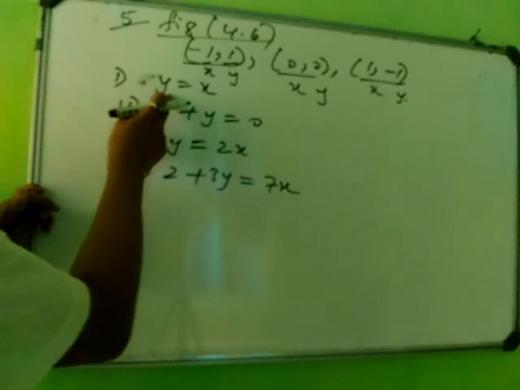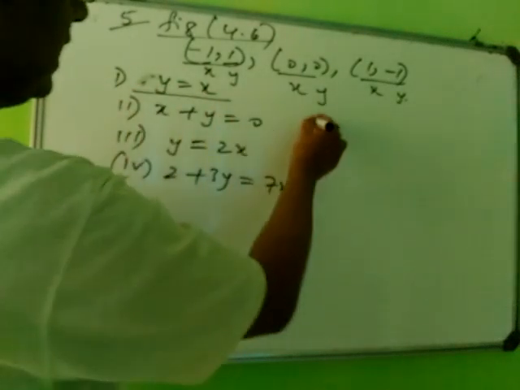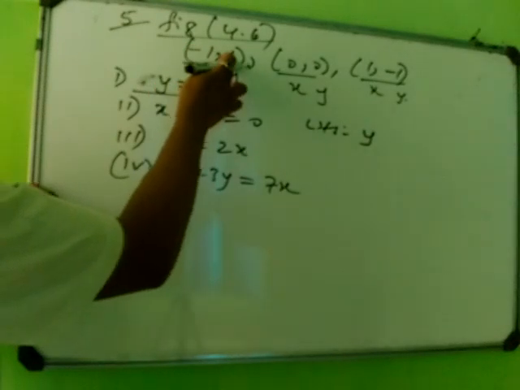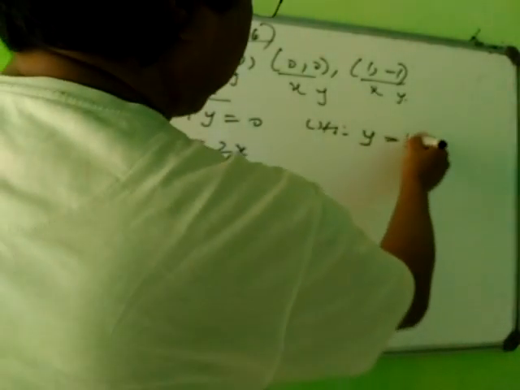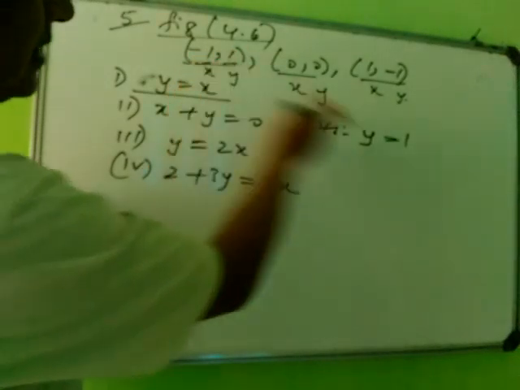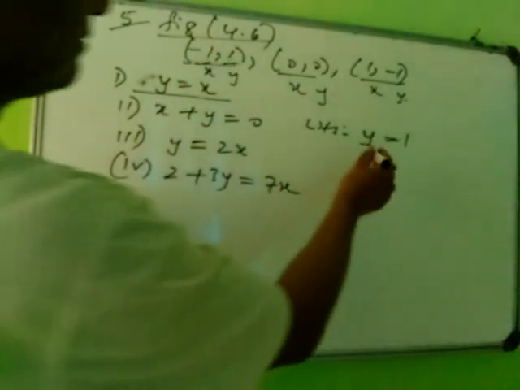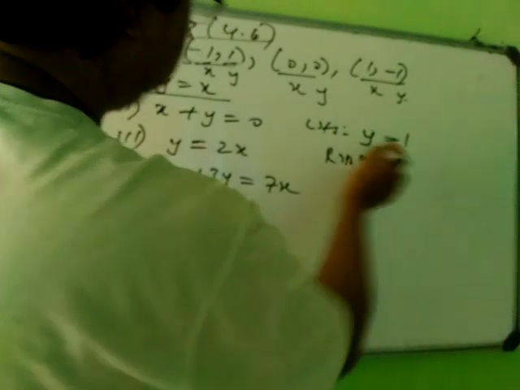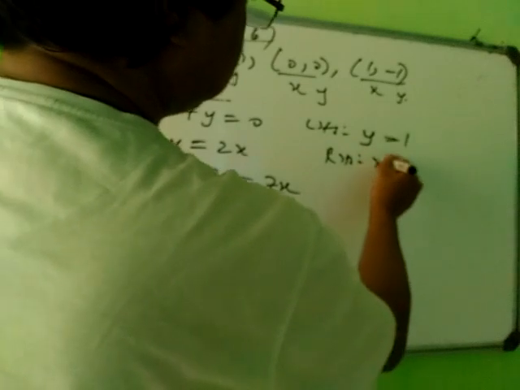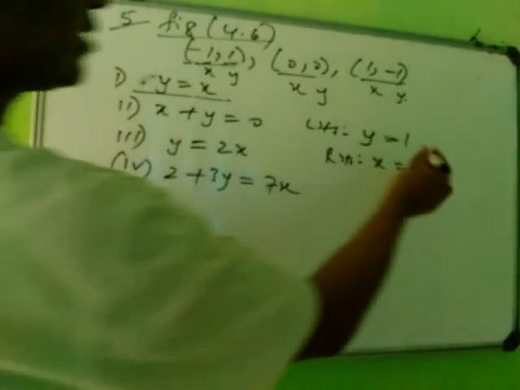Let us take the LHS. For this, the left hand side is y. Y is 1, so you got y as 1. Let us take this point: y is 1, and x is on the right hand side. So x is minus 1.